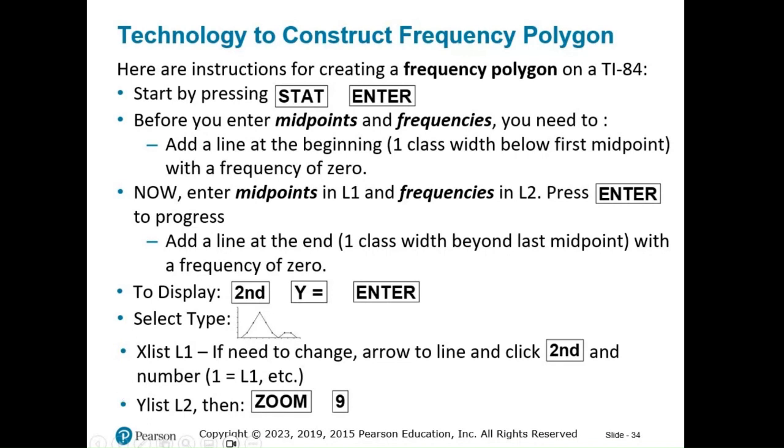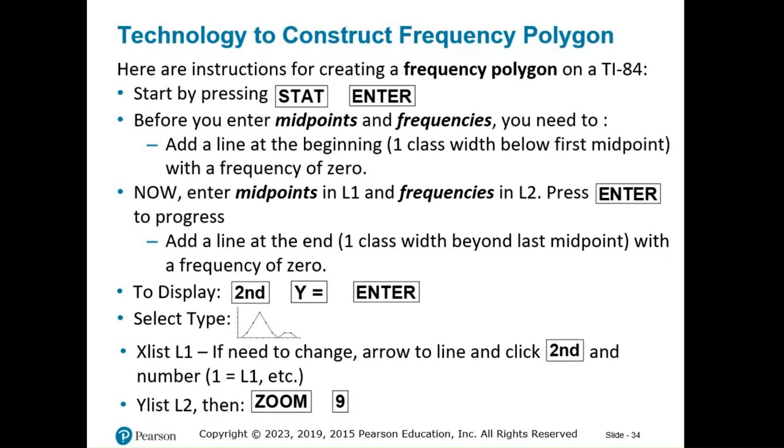Okay, now enter your midpoints in the L1 column, pressing Enter to progress between entries, and enter frequencies in the L2 column, again pressing Enter to progress. You will have to arrow over to L2 to begin entering those numbers. Pause the video so that you have time to do this.